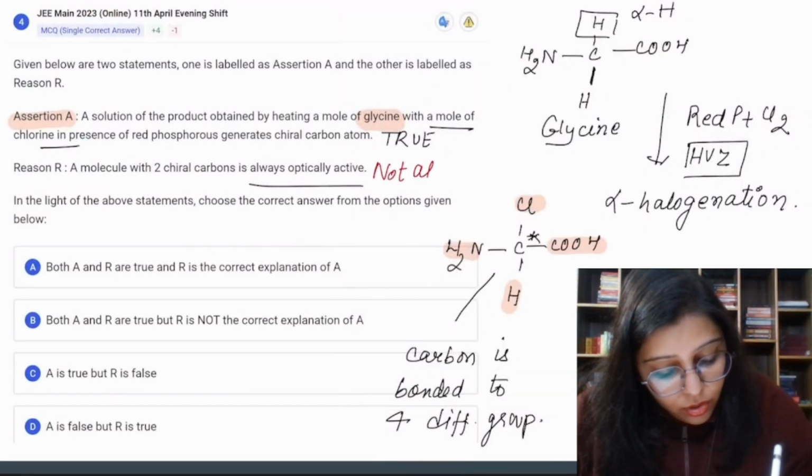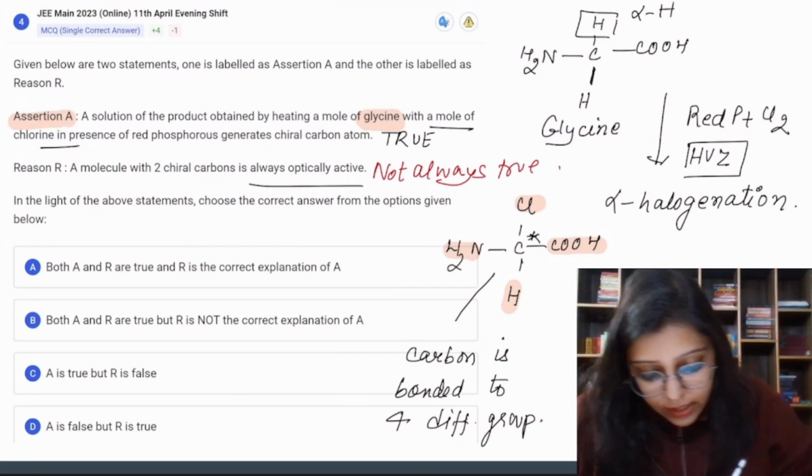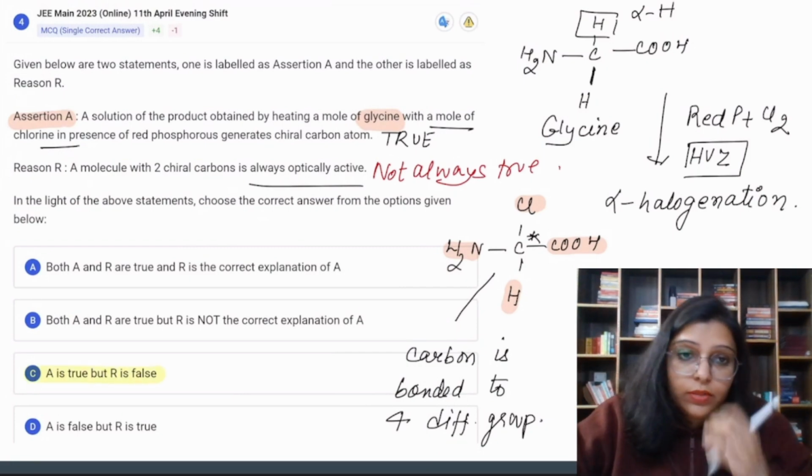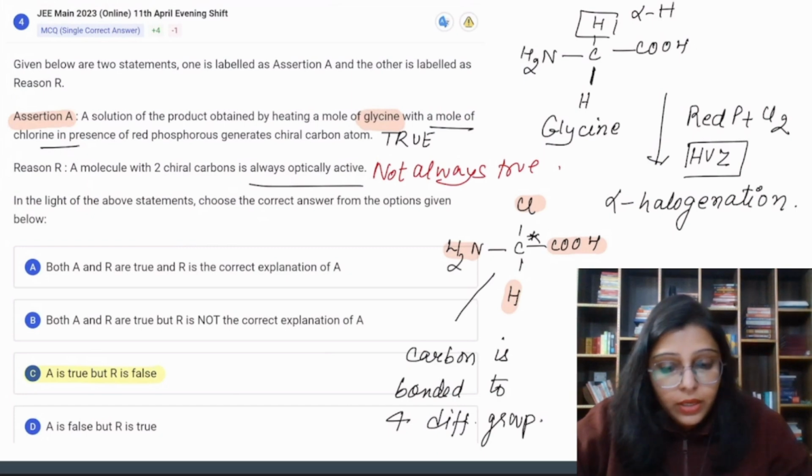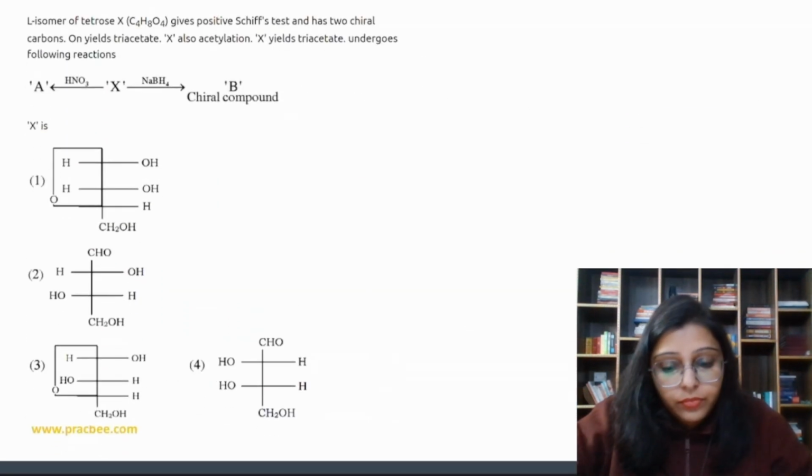Not always true. So what do we write? Assertion is true and reason is false. This is going to be the answer. Now let's do the next question.